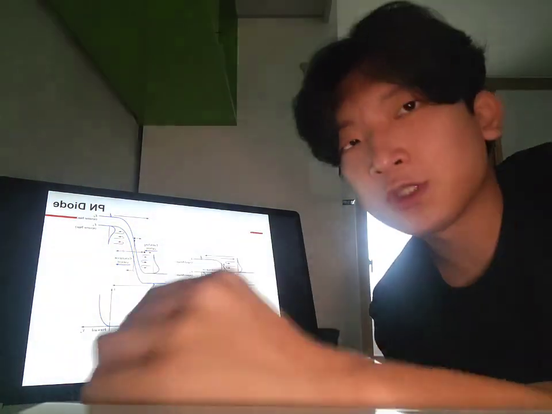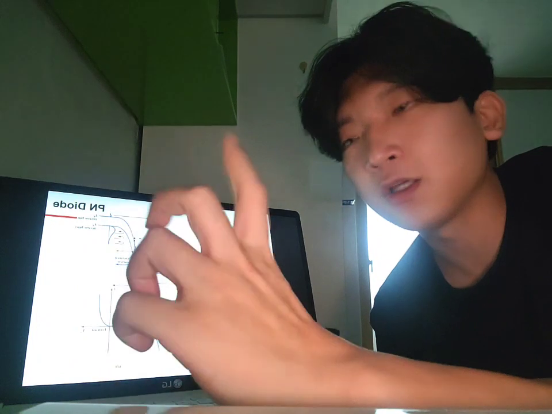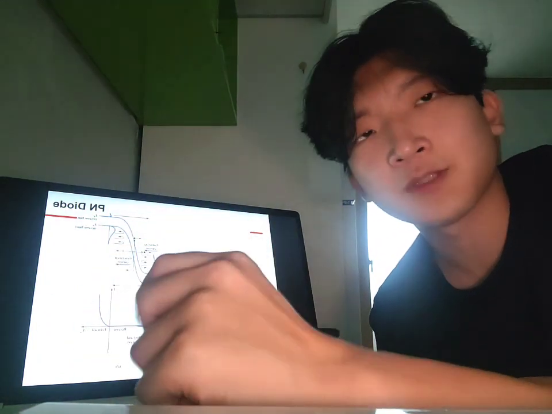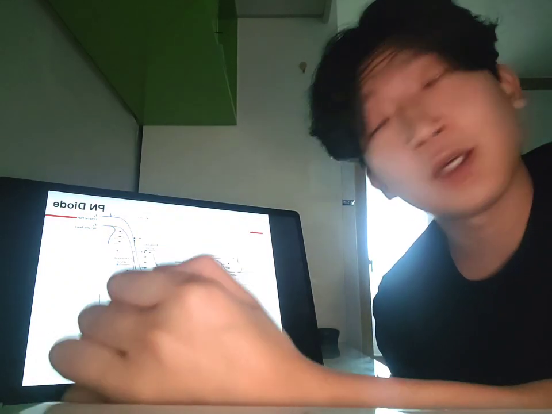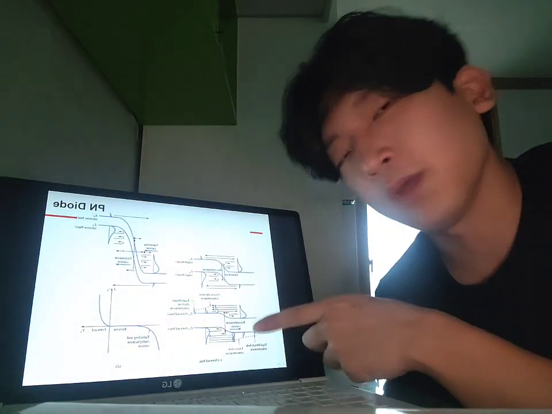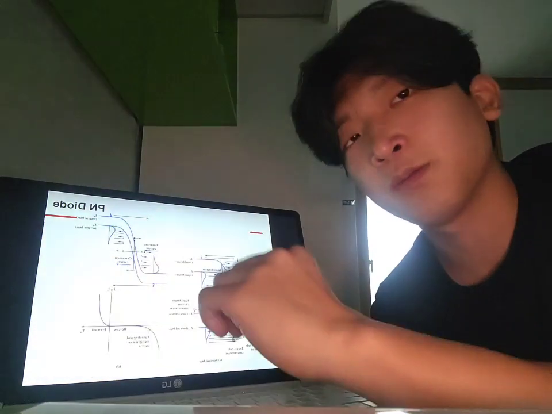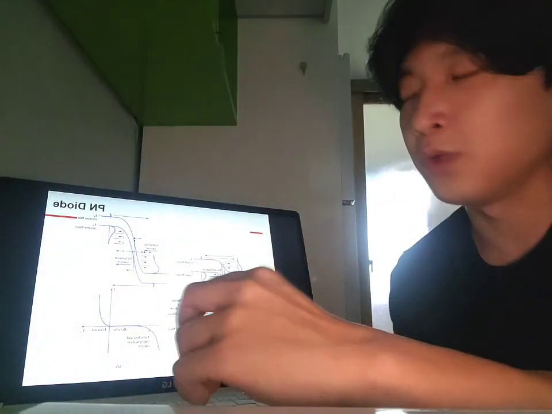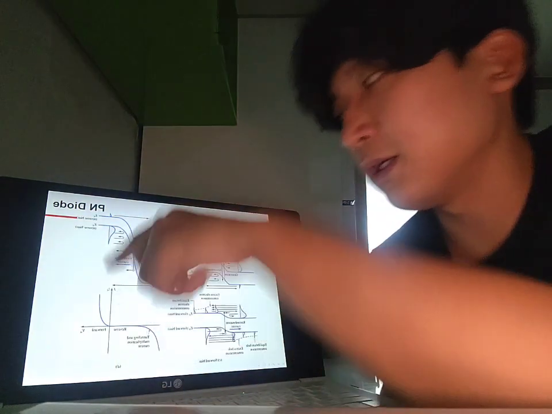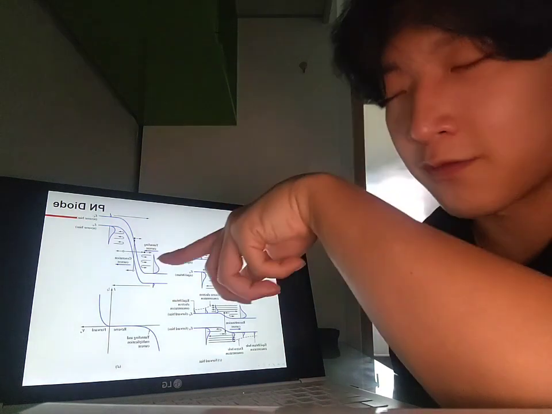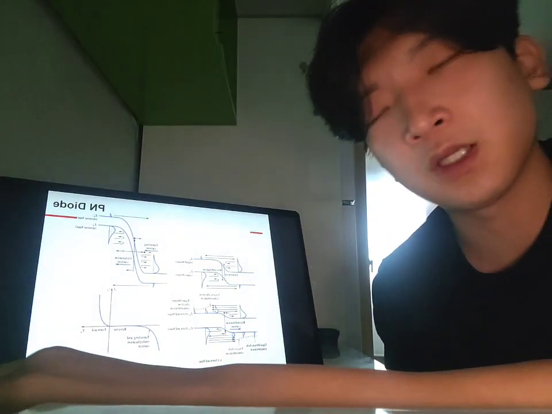When we apply a plus bias on the p-type silicon and a minus bias on the n-type silicon, we can make a forward bias, and in the opposite case we call that a reverse bias. But in the reverse bias there are some tunneling effects, so we can see some leakage current there.